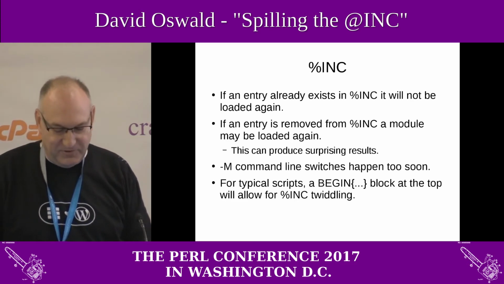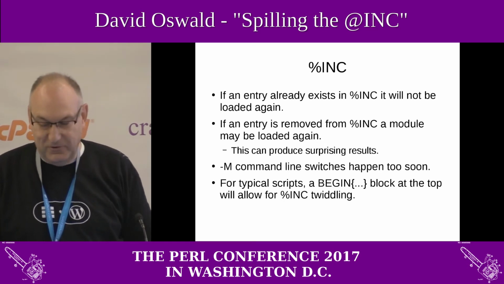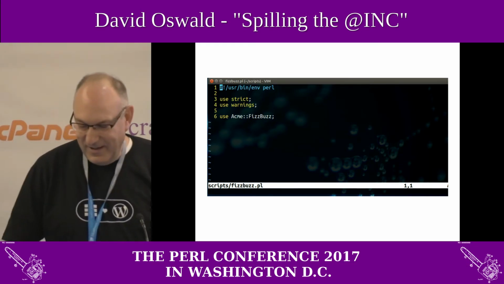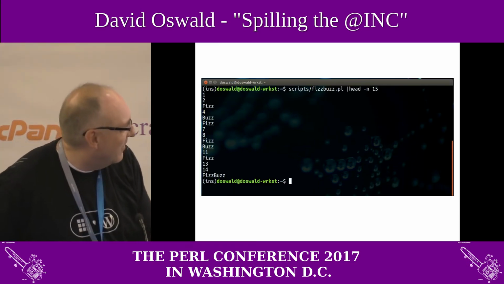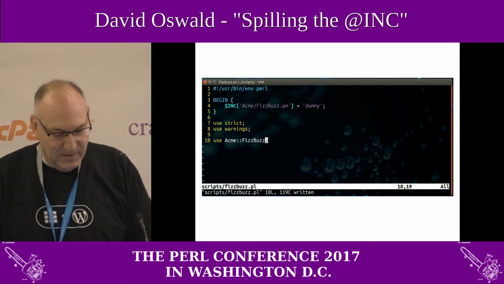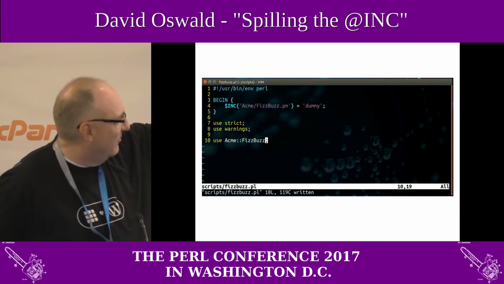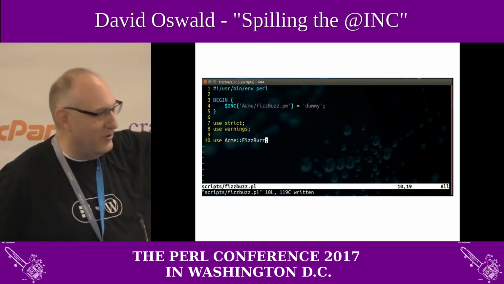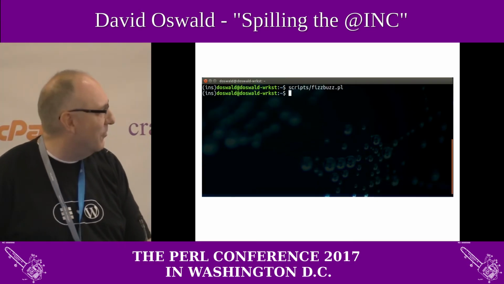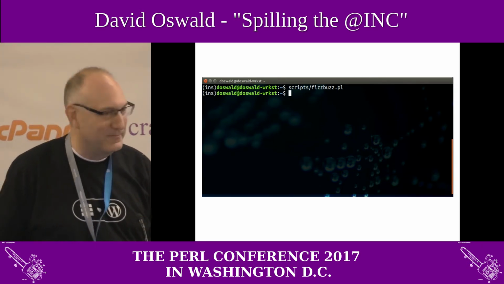But for most other scripts, sticking a BEGIN block at the top will allow you to manipulate @INC and %INC for twiddling. So here we have Acme::FizzBuzz, which we used earlier in the talk, and under normal conditions it'll give us a list of 100 things, and I'm getting the head of 15. But now we're going to stick in a little BEGIN block up there to suggest to Perl that Acme::FizzBuzz has already been loaded from some path called dummy. And so now when I run the script, I get no output because Acme::FizzBuzz won't reload. Perl already thinks it's been loaded.